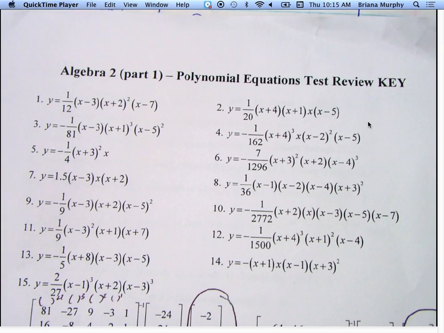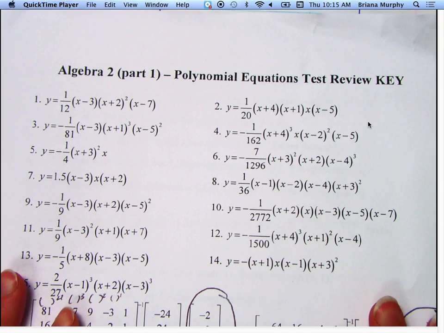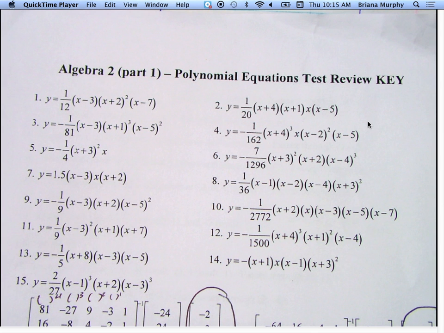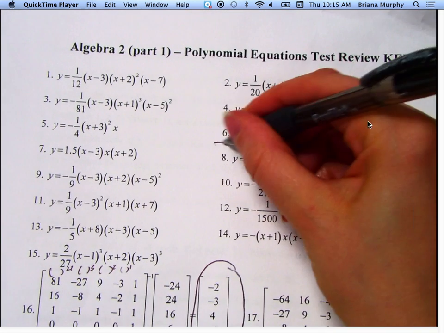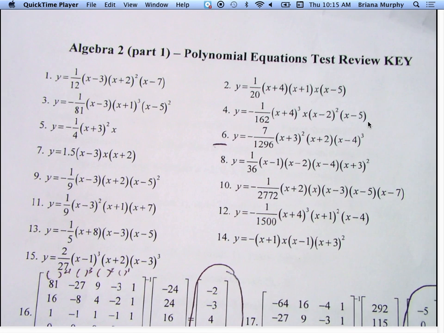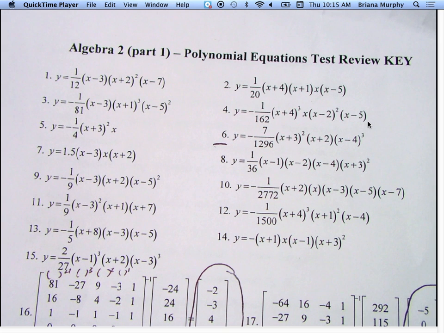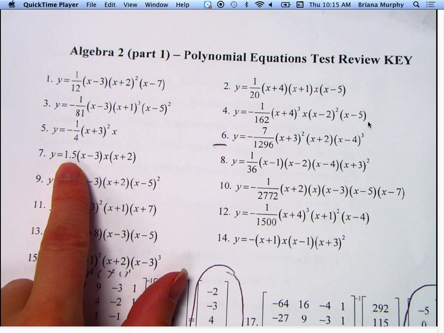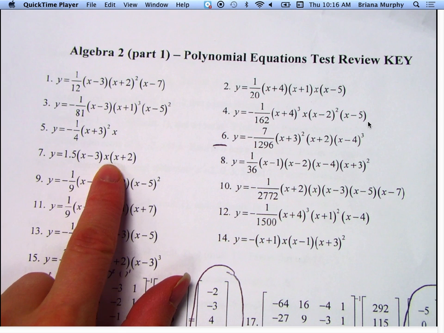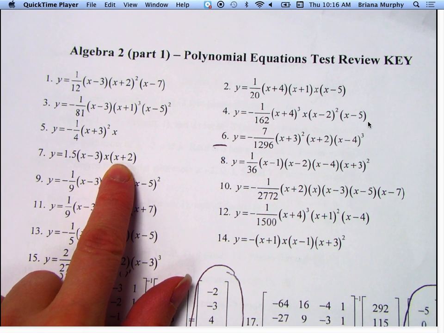Okay. So I'm just going to read off the answers. If you want to see the sketch that I drew, just ask and I will pull it up. Number 6 is y equals negative 7 over 1,296 times x plus 3 squared times x plus 2 times x minus 4 cubed. Number 7 is 1.5 times x minus 3 times x plus 2.